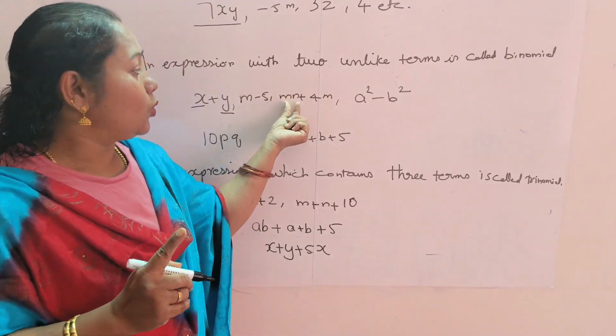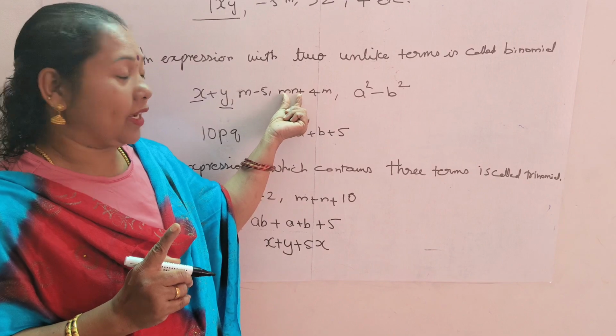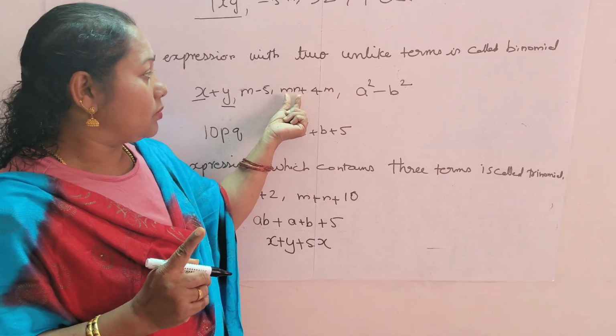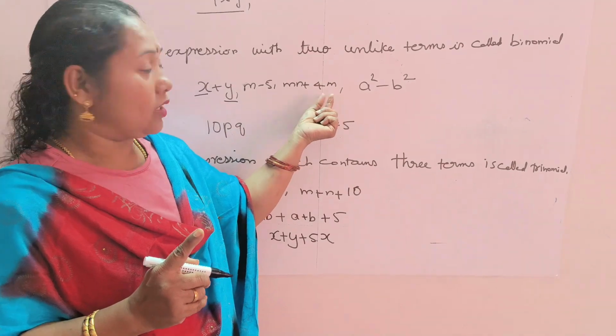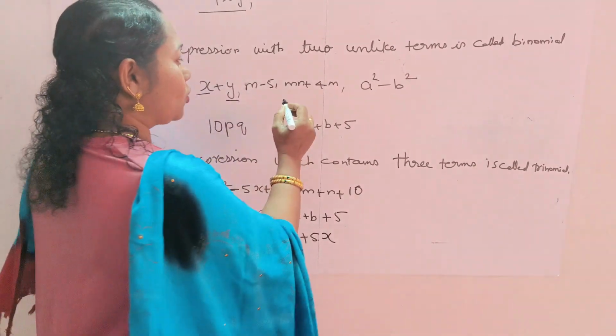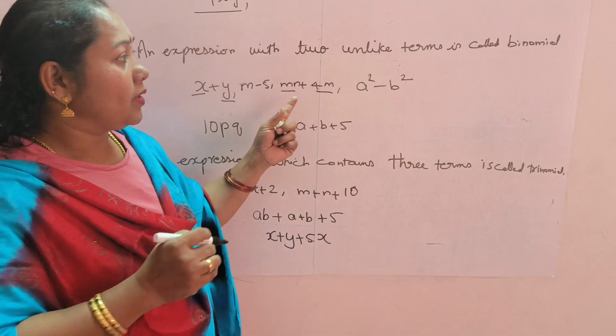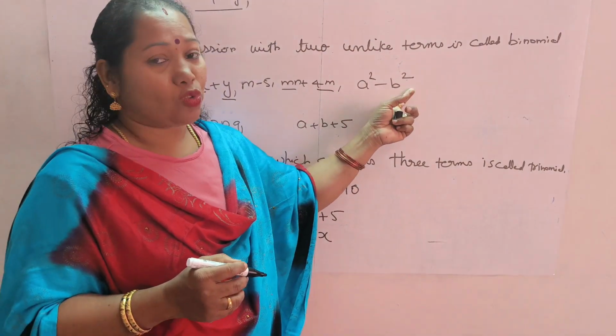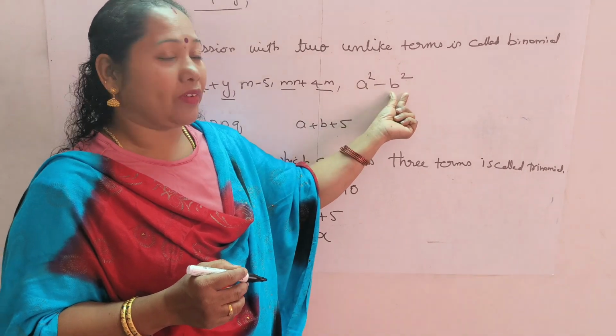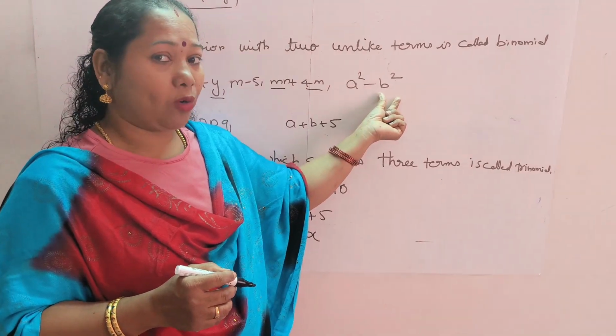Now, here two variables are there, m and n, mn. This is one term, plus 4n, one numerical coefficient and a variable is there. So mn plus 4n, two terms are there. So this is called a binomial. a squared minus b squared. This is one variable, this is the other variable. This is also a binomial.